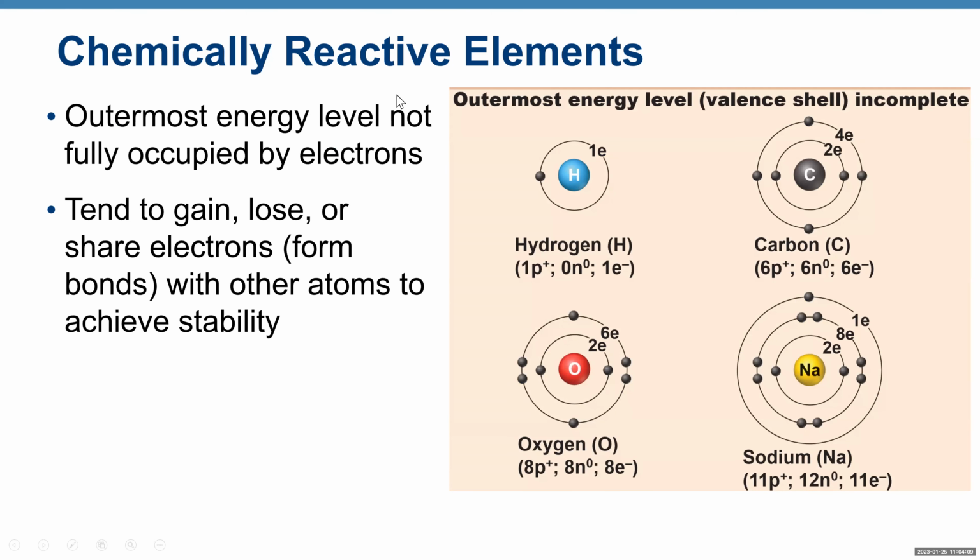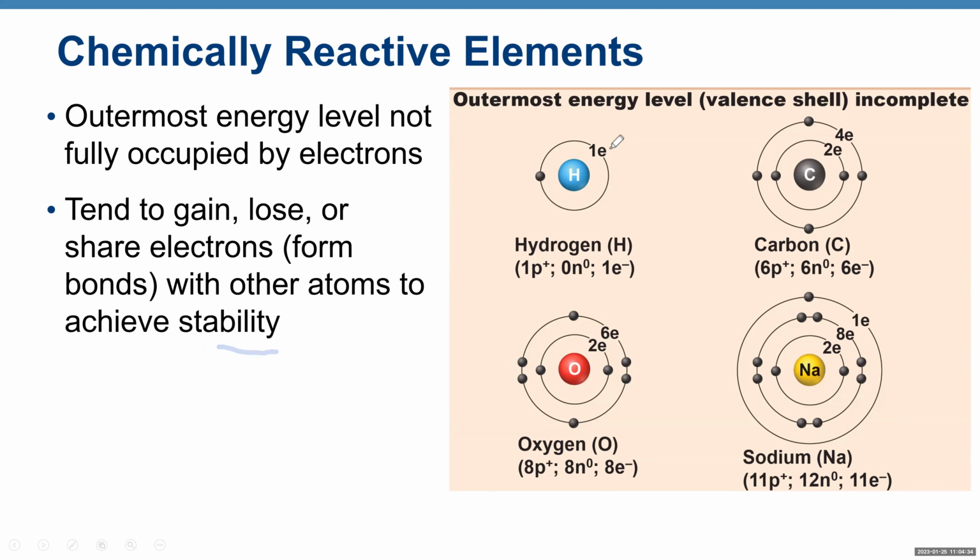But if we have atoms whose outermost energy level is not fully occupied with electrons, then they tend to gain, lose, or share electrons. And that's what is called bond formation. So they gain, lose, or share electrons with other atoms to achieve stability.